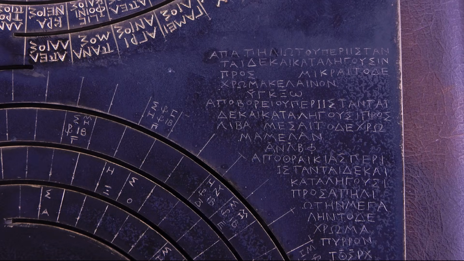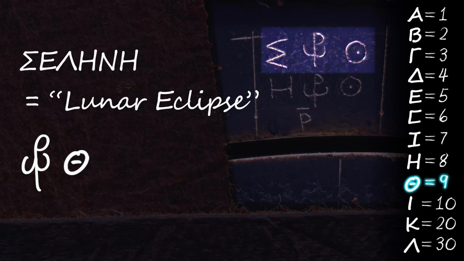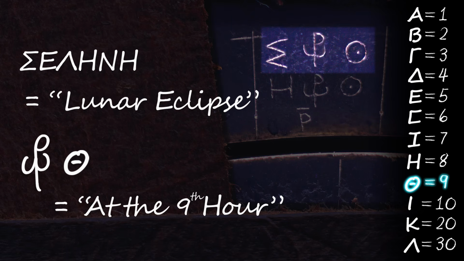Okay, so let's have a go at properly reading the glyph that we've just been discussing, which has 2 eclipse predictions as well as an index letter. The first line has a sigma for Selene, so we know it's a lunar eclipse prediction. The hour symbol is followed by a theta, so this is indicating the eclipse will occur at the 9th hour. There is no imeras symbol, so we know that's the 9th hour of the night, the standard situation for a lunar eclipse.